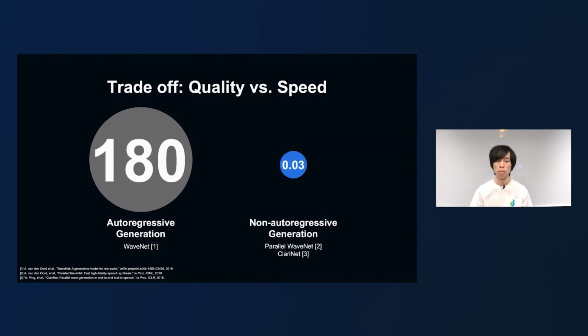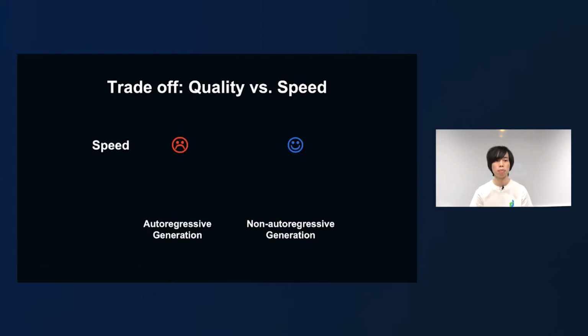Please look at these numbers. These show how many seconds it takes to generate a second of speech. With an autoregressive model like WaveNet, it takes 180 seconds or 3 minutes to generate 1 second of speech. No matter how good the quality is, this cannot be applied to services. On the other hand, with the non-autoregressive method, by using hardware for parallel computing such as GPU, you can generate 1 second of speech in about 30 milliseconds. This is fast enough to be applied to services.